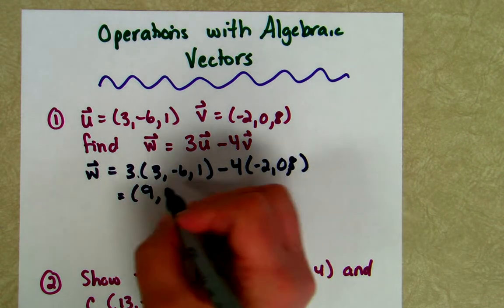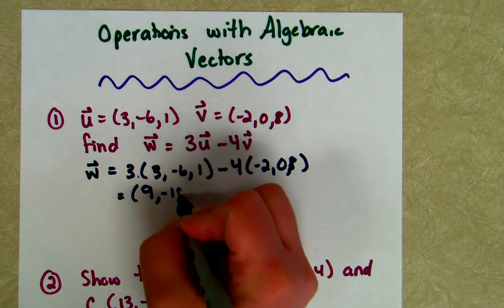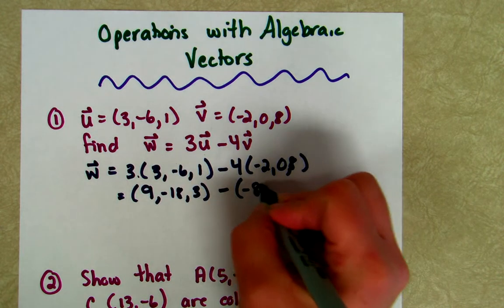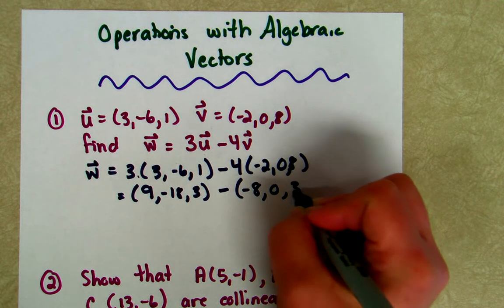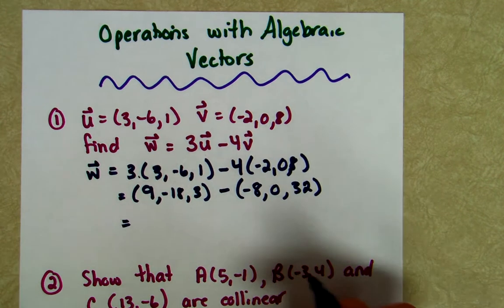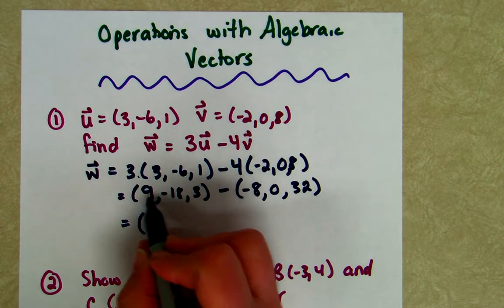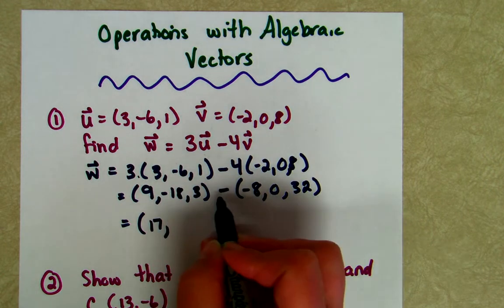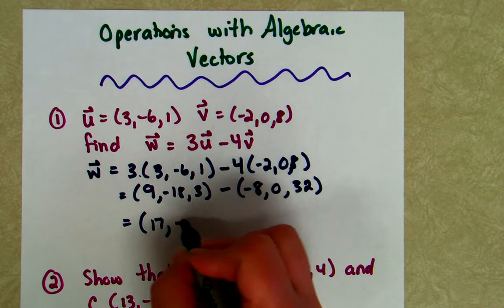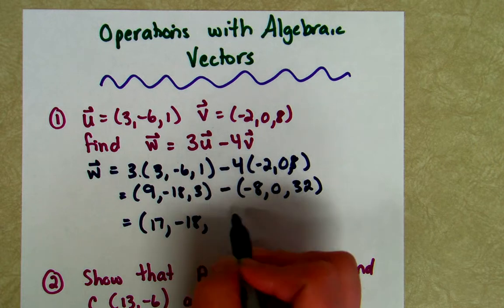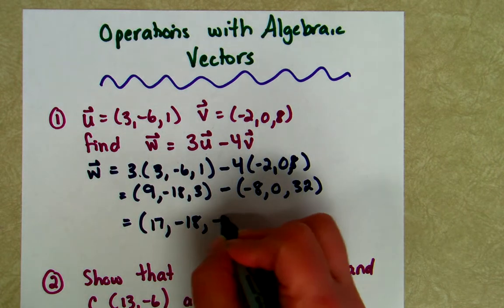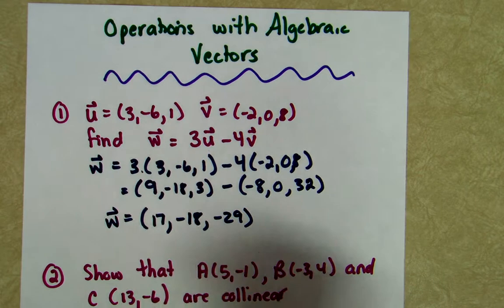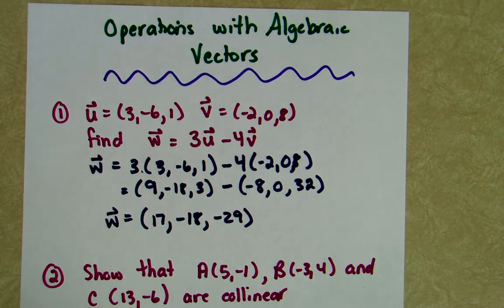So 3u is really the same as 9, negative 18, 3, subtract 4v, which is negative 8, 0, and 32. Now I'm just going to perform the subtraction. 9 take away negative 8 is 17. Negative 18 take away 0 stays negative 18. And 3 take away 32 is negative 29. So I've found w without having to draw and manipulate vectors. I can work with the ordered pairs.